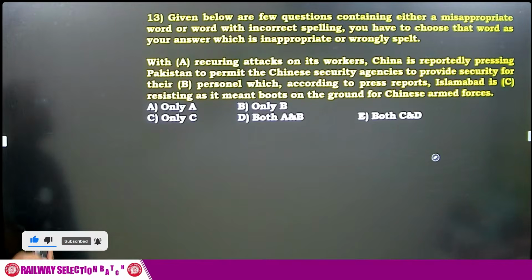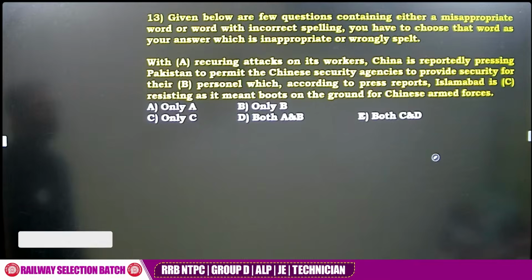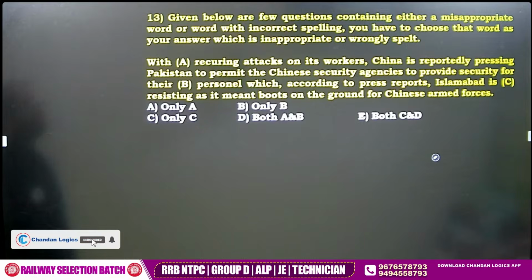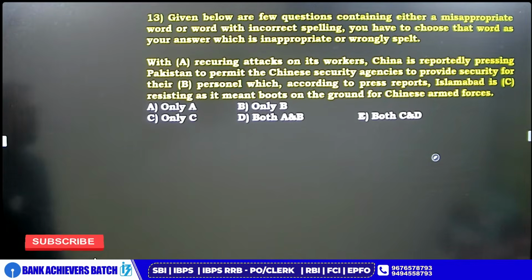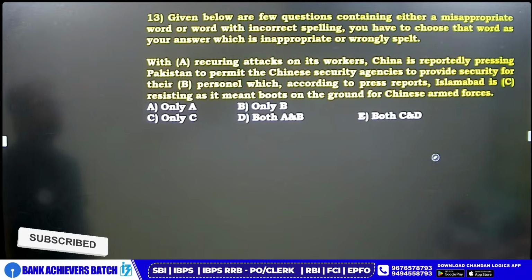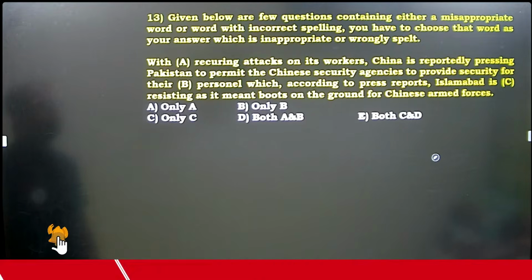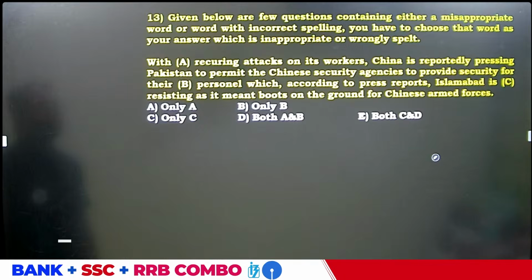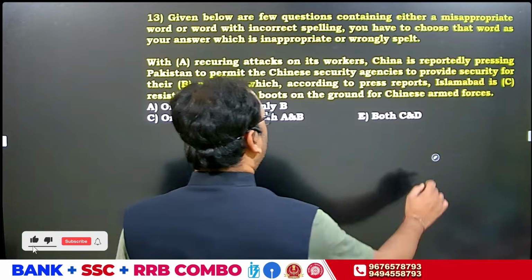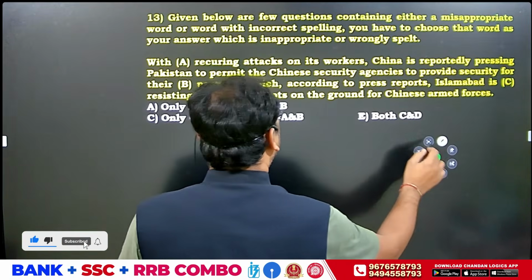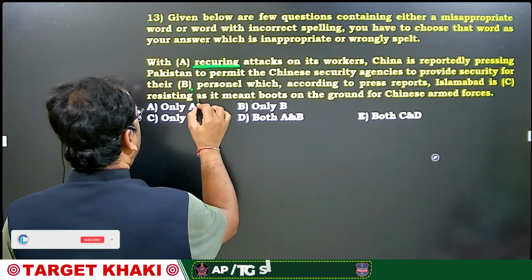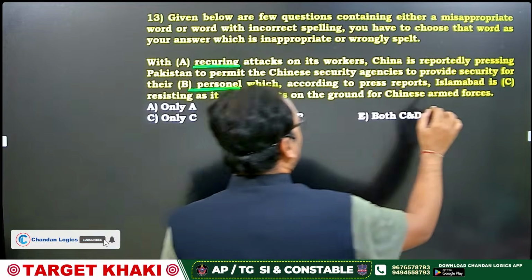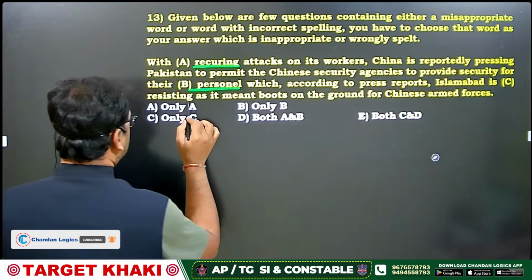With recurring attacks on its workers, China is reportedly pressing Pakistan to permit the Chinese security agencies to provide security for their personnel, which according to press reports, Islamabad is resisting as it meant boots on the ground for Chinese armed forces. Here recurring, observe. Here personal, observe. And here resisting, observe.